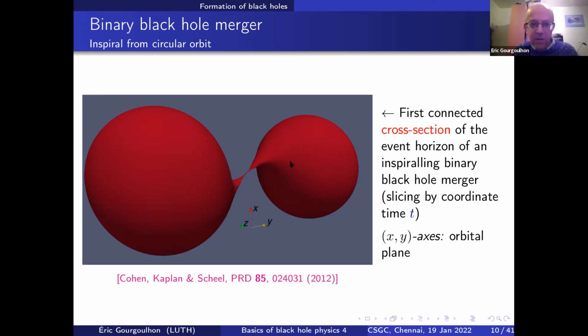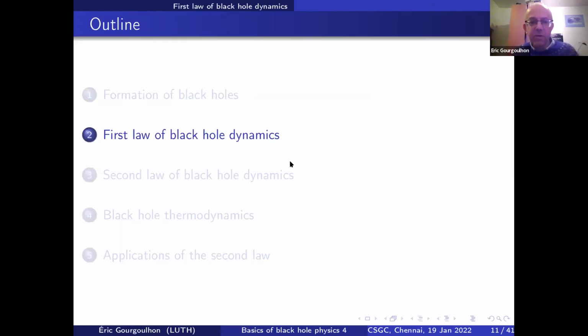Okay, so we could discuss the formation of black holes and these binary merger scenarios for a very long time. But let me now move to more analytical things, and what we can say, just by computing, without numerical relativity, about the dynamics of black holes.